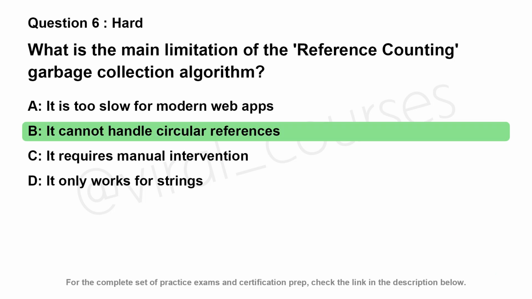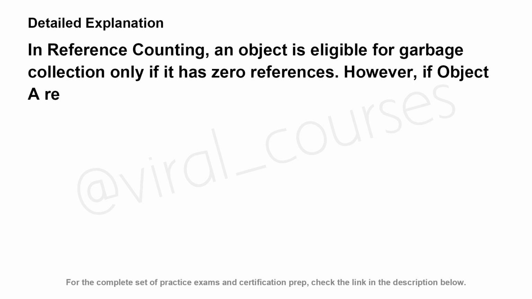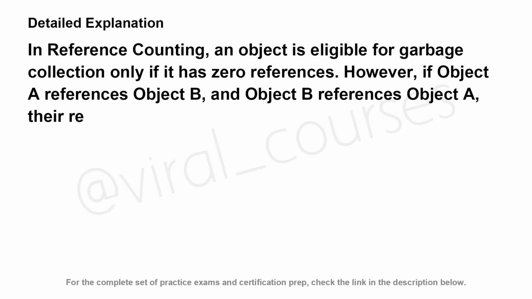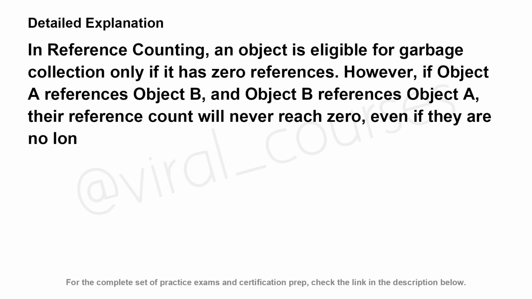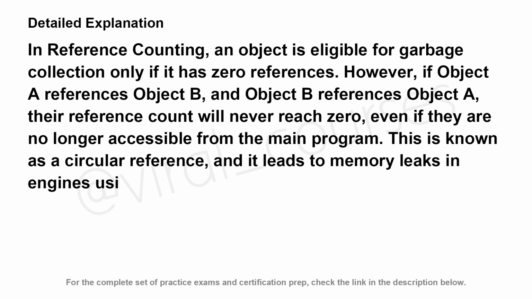The correct answer is B. In reference counting, an object is eligible for garbage collection only if it has 0 references. However, if object A references object B, and object B references object A, their reference count will never reach 0, even if they are no longer accessible from the main program. This is known as a circular reference, and it leads to memory leaks in engines using only this algorithm.